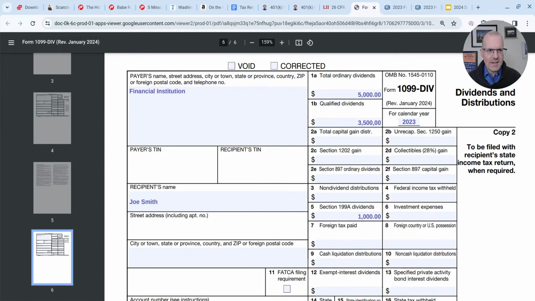What the heck is a Section 199A dividend? Hi, this is financial planner Sean Mullaney.